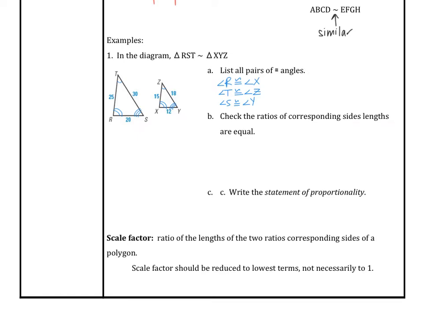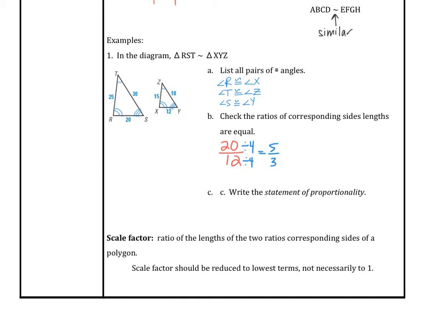Let's start with RS. We know RS corresponds to XY, so RS is 20 and XY is 12. We want to simplify that ratio. That's what we did right before break. So these both divide by 4. If we divide both of those by 4, then we're going to get 5/3. Okay, we need to do that for all 3 ratios.